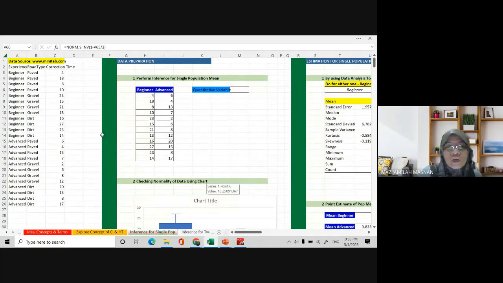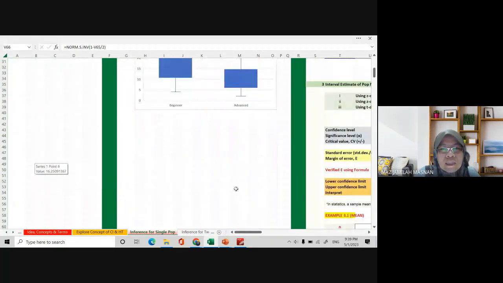So I believe we have gone through this data in chapter 1 last time, and we come up with tables, we come up with bar charts and everything. So we extend how this data can actually be used in order to find the confidence interval, in order to perform the hypothesis testing and everything. Okay, so in this case, class, inference for single population, by using this data, you can see in detail here.